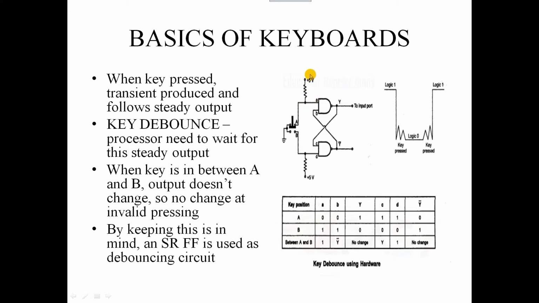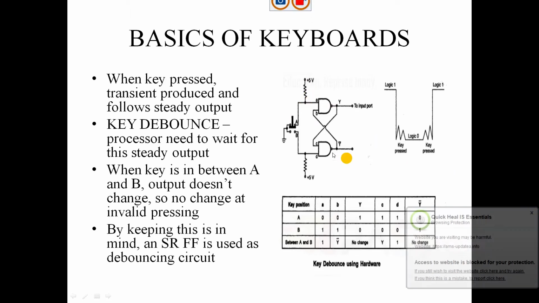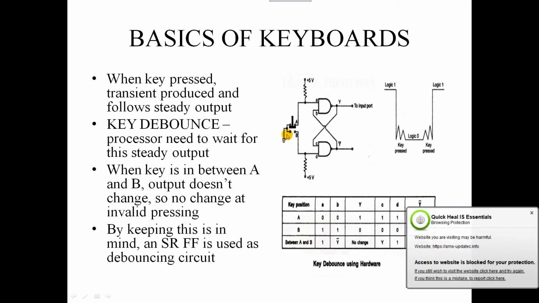The SR flip-flop is supplied from a single supply, with the inputs of the two NAND gates supplied with the help of pull-up resistors. With this, the SR flip-flop keeps the debouncing circuit's output unchanged whenever there is no change in the key pressing.